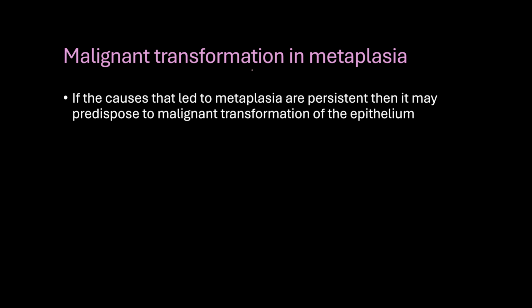Now, metaplasia can undergo malignant transformation, and that is in case the causes that led to metaplasia are persistent, then it may predispose to malignant transformation, such as in columnar metaplasia of the esophagus. It can progress into Barrett esophagus, and Barrett esophagus can result in malignant transformation. Same applies to the metaplasia of the respiratory epithelium in smoking.